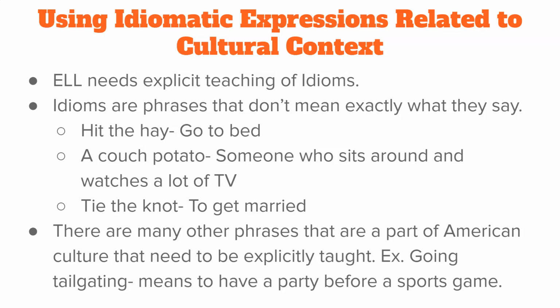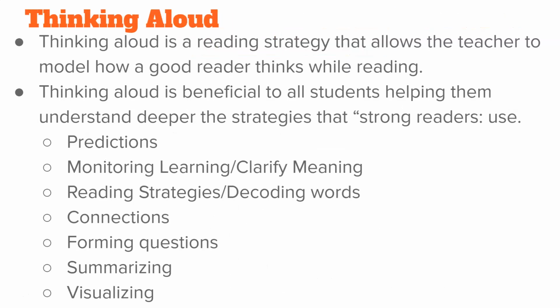So the example here is going tailgating. And students might want to know what that means, especially in Kansas City. We just won the Super Bowl. Students have to know what that phrase means, because if they are in a conversation with somebody and they're discussing, well, I went tailgating, students won't know what that means. And so it's important to explicitly teach the idioms that are used in the culture and in the region of where you're located. The next strategy is thinking aloud.